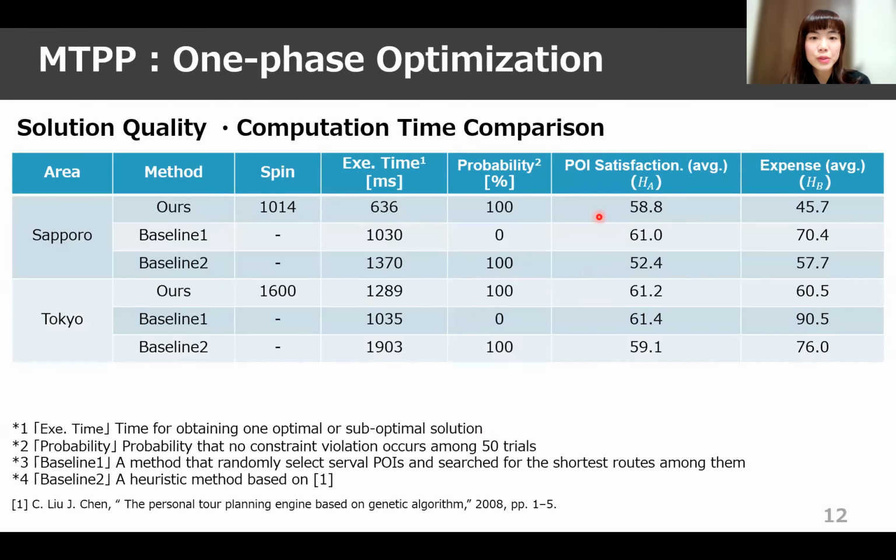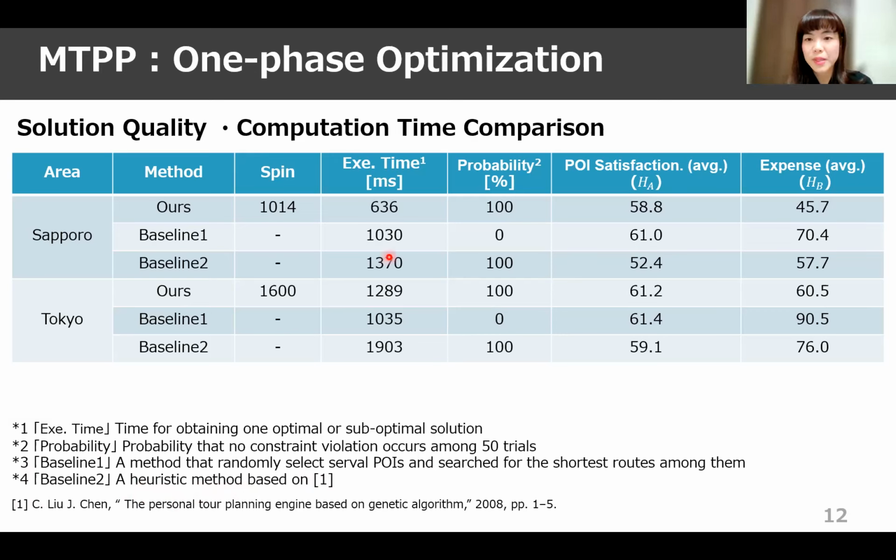So here we come to the result comparison part. We compare our method with 2 baseline methods in solution quality and computation time. Baseline 1 is a rather simple method. It randomly selects several POIs and searches for the shortest route among them. Baseline 2 is a heuristic method based on the reference one here.